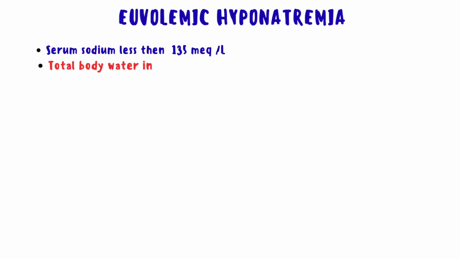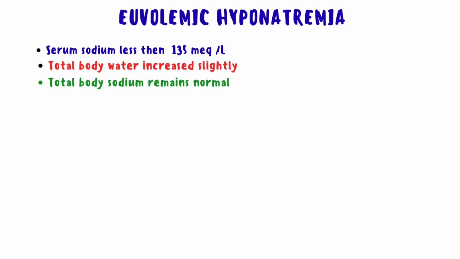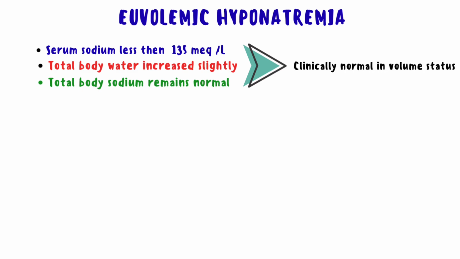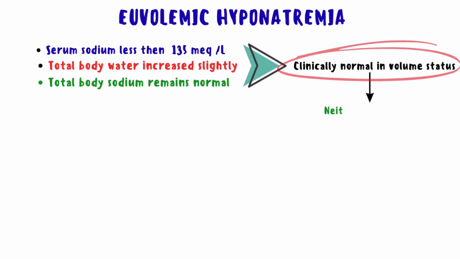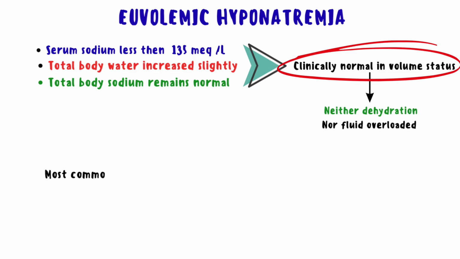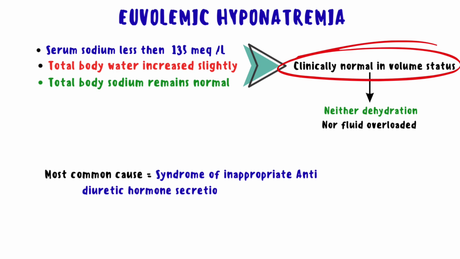Euvolemic hyponatremia is a condition where serum sodium concentration is low, less than 135 milliequivalents per liter, but the total body water is increased slightly, while total body sodium remains normal, so the patient appears clinically normal in volume status, neither dehydrated nor fluid overloaded. The most common cause of euvolemic hyponatremia is syndrome of inappropriate antidiuretic hormone secretion, in short SIADH.